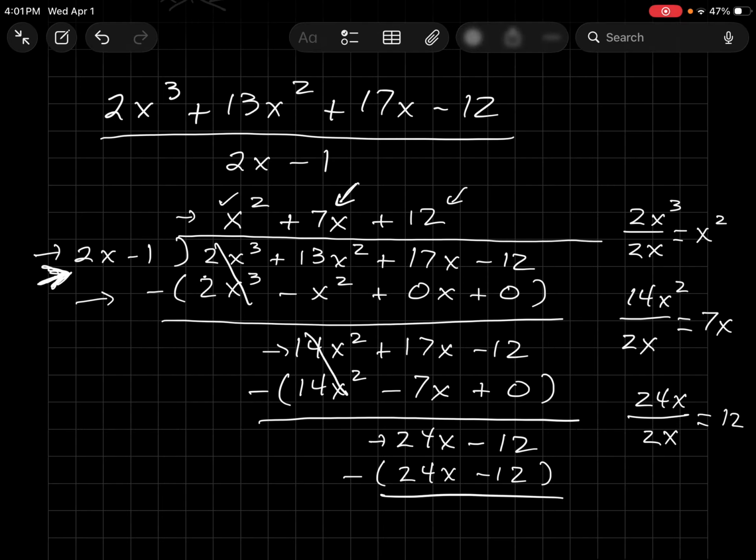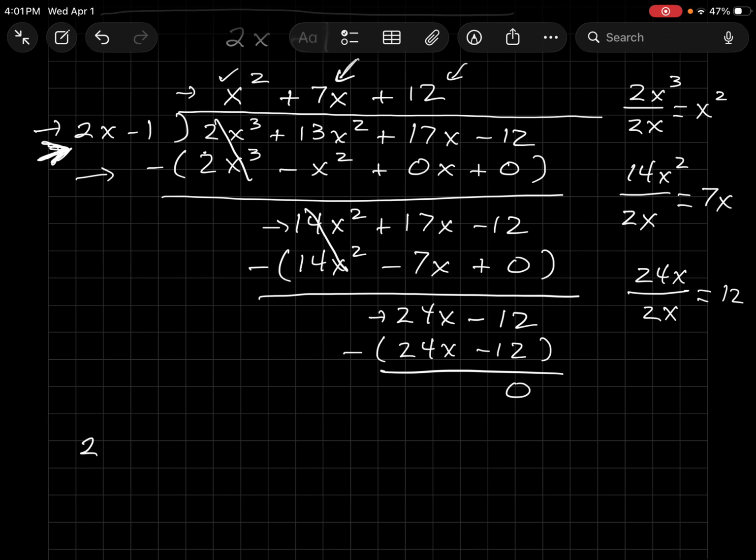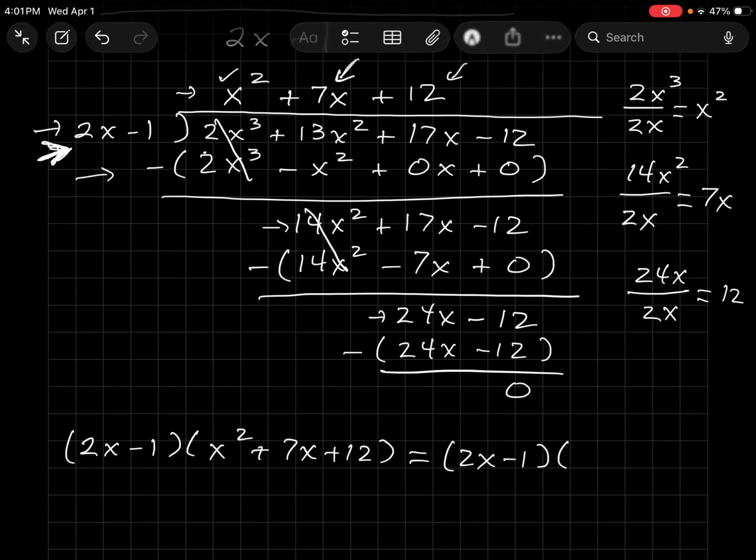Subtract it off, and we get a remainder of 0, meaning 2x minus 1 is a perfect factor of the original polynomial. And in fact, I could keep going. I could say the polynomial is 2x minus 1 times x squared plus 7x plus 12. But notice that the leftover quadratic is also factorable. So instead of doing long division, I will simply factor it to get to my final factored form.